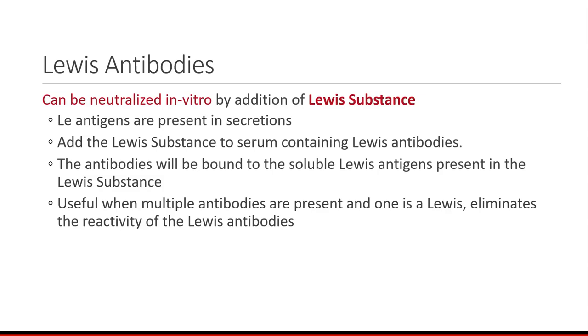Lewis antibodies can be neutralized in vitro in our test system by the addition of commercial Lewis substance. Lewis antigens are present in the secretions, so you add the Lewis substance to a serum containing Lewis antibodies. The antibodies will be bound to the soluble Lewis antigens present in the Lewis substance, so it will neutralize them. This is useful when multiple antibodies are present and one is a Lewis. It eliminates the reactivity of the Lewis antibodies and reveals any antibodies that may be underneath or in addition to.